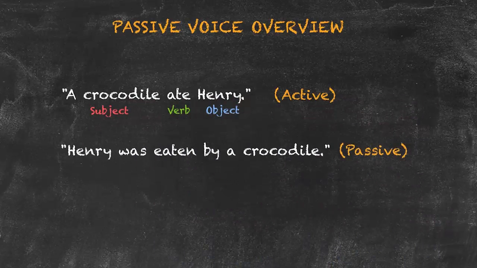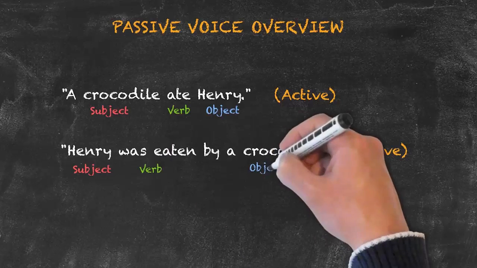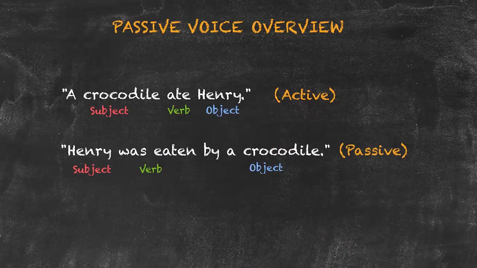Now this takes a different structure. Henry, who was the original object of the sentence, is now in the subject position. We've added the verb be, here in the past tense, to match the original example, and then we've taken the main verb and changed it to the past participle eaten. We have then introduced the original subject of the sentence with the word by, so our original sentence, a crocodile ate Henry, becomes Henry was eaten by a crocodile.